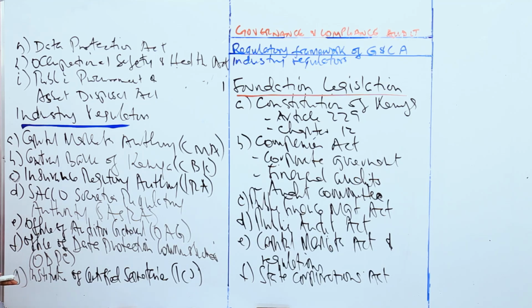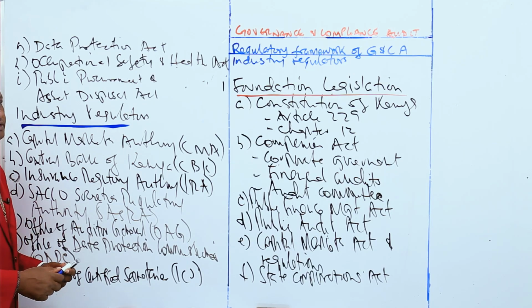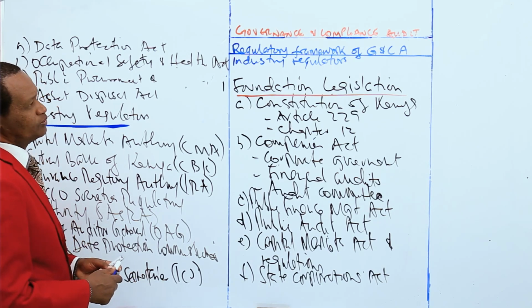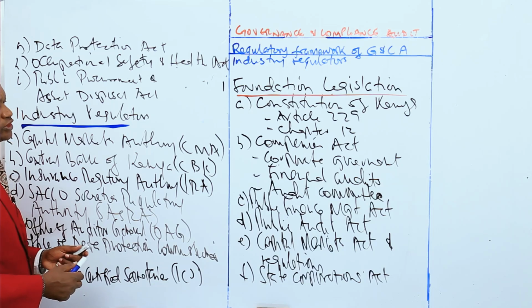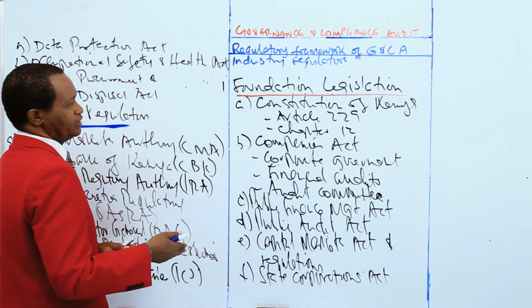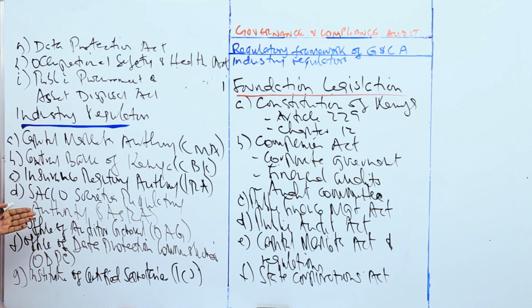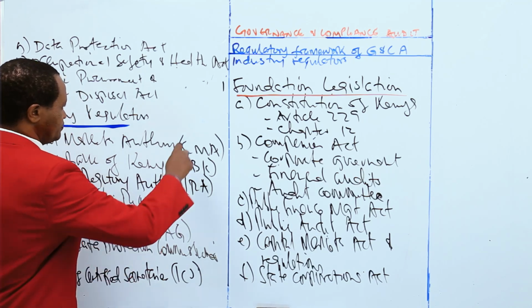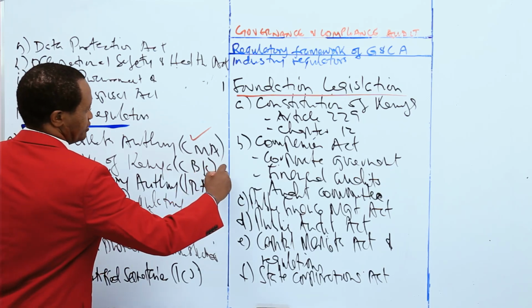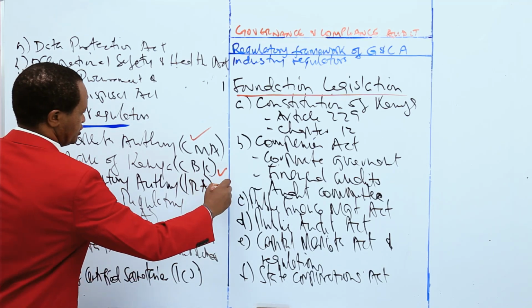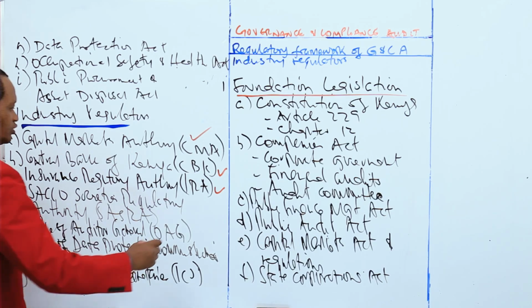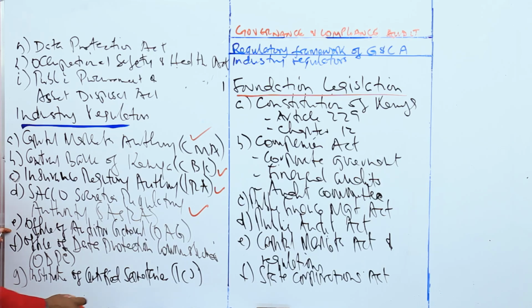So these are the 7 industry regulators. In this lesson, we've studied the regulatory framework and the industry regulators. We outlined the foundation legislation and the various codes that have been issued together with the industry regulators. So the industry regulators are: 1, the Capital Markets Authority; 2, the Central Bank of Kenya; 3, Insurance Regulatory Authority; 4, Sacco Societies Regulatory Authority; 5, Office of the Auditor General; 6, Office of the Data Protection Commissioner; 7, the Institute of Certified Secretaries.